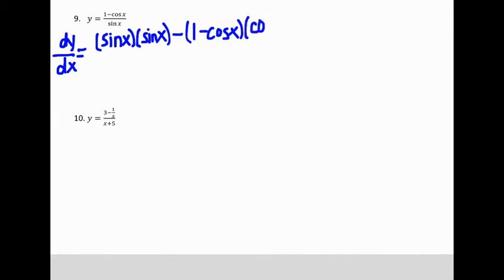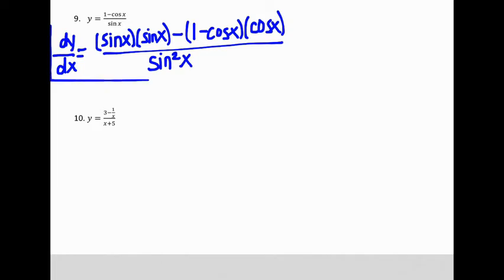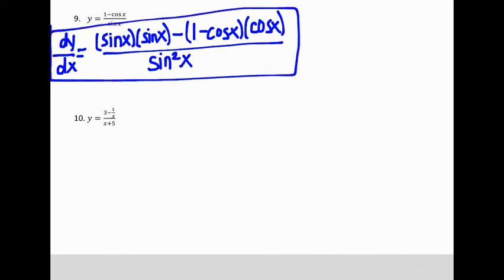Number 9, we've got another quotient rule. So our derivative, dy dx, low d high, the derivative of 1 is 0. The derivative of negative cosine, well, that's going to be positive sine. Low d high minus high d low, derivative of sine is cosine, all over low squared. I'm going to get fancy here. Remember, when you're squaring a trig function, instead of putting it in parentheses, you can move the squared in between the trig function and its angle. So here's our derivative. We don't have to simplify.